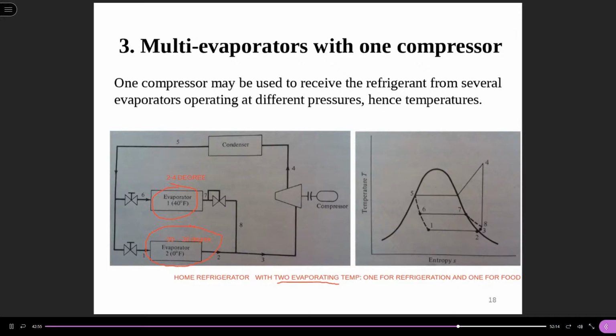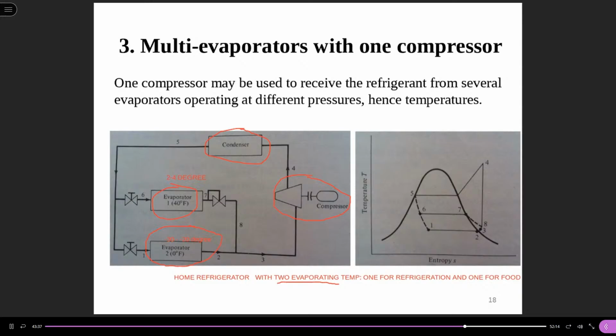So now let's have a quick look. I think this part will not be in our examination. However, you still need to understand the working principle, and no comprehensive question will be shown in our final examination. So with multi-evaporators with one compressor, for this heat engine, we can see we have only one compressor, one condenser, but it serves multi-evaporators.